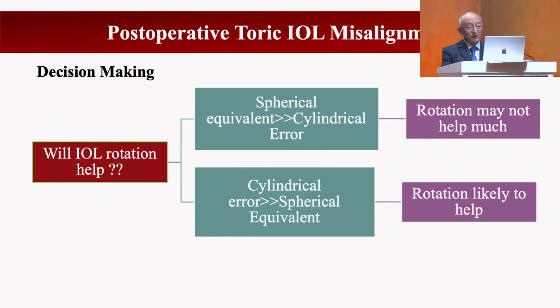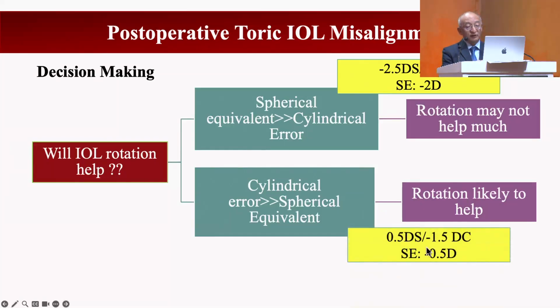So this is a simple analysis. The rotation may not help if you have a spherical equivalent more than the cylindrical error. If you have a cylindrical error which is more than the spherical equivalent, this patient is going to be helped by rotation. See here, the spherical equivalent is -2 diopters, but the cylinder is one diopter only. You can correct this only. You can't correct the spherical equivalent because your initial calculation was wrong. But if you see here, spherical equivalent 0.5, but the cylinder is more, 1.5 cylinder is seen there. This is the patient who will benefit by rotation.